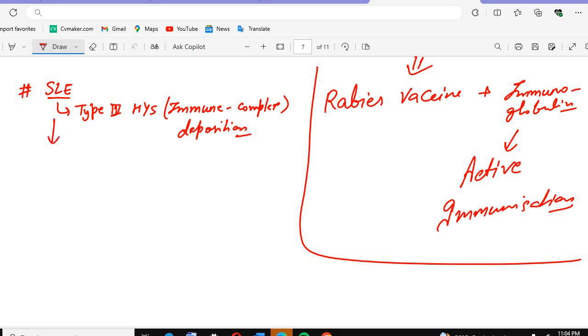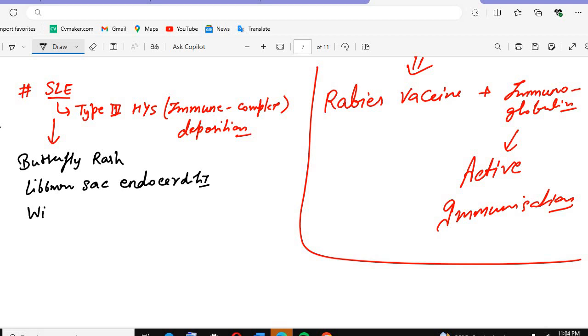Along with that, everyone knows that in SLE the butterfly rash would be seen. It is associated with Libman-Sacks endocarditis. Sometimes they can ask you which endocarditis is associated with SLE. So this is Libman-Sacks endocarditis, and in an SLE patient the wire loop kidney will be seen. All these are keywords that you can get in the question.